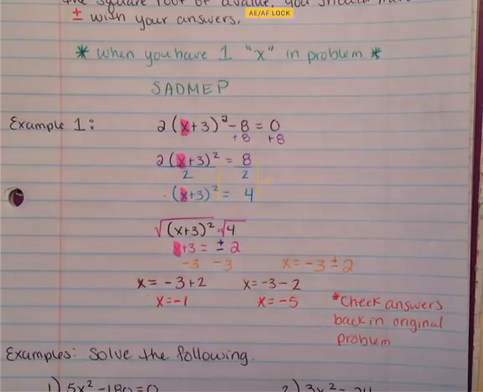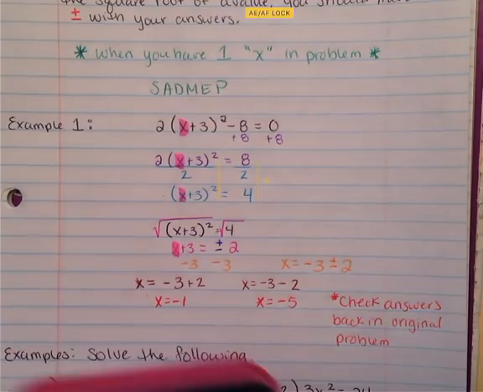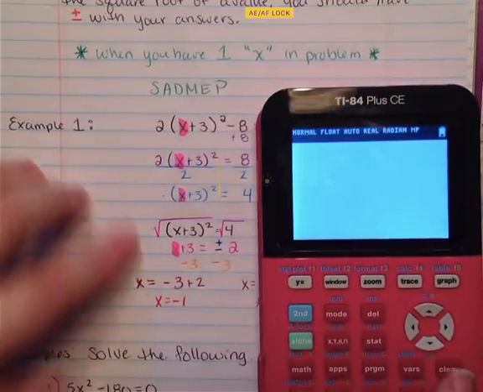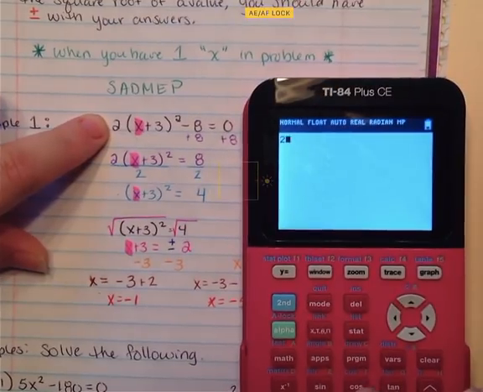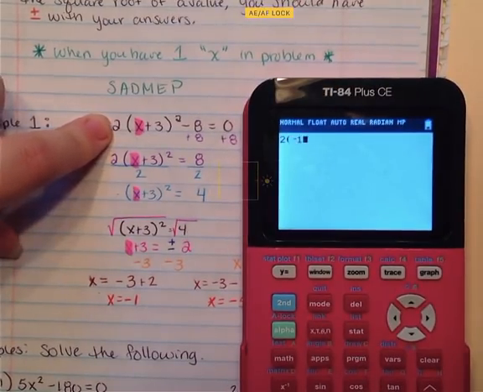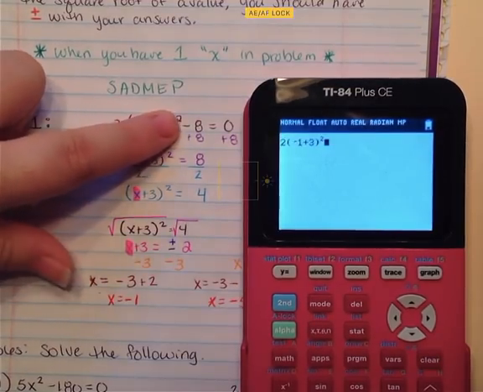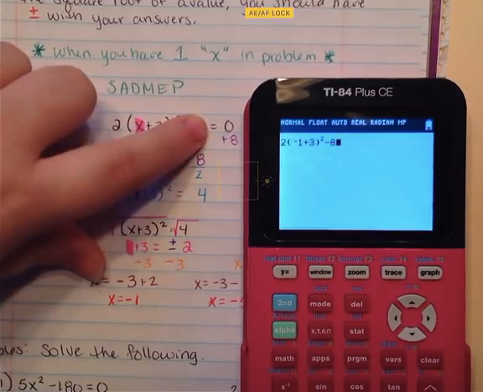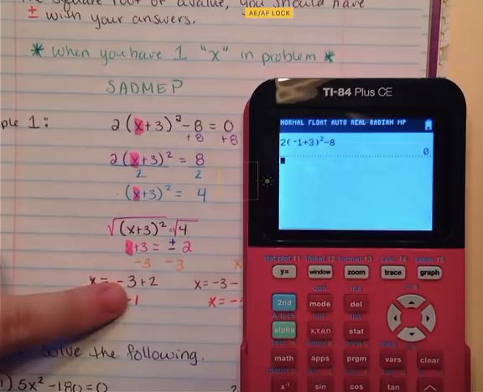So everywhere we see an x, we're going to put one of our values. Now we're going to do one at a time. So I'm going to get my calculator out. My first answer is negative 1, so we're going to use negative 1. This is 2 parentheses. X was negative 1, so I'm plugging in negative 1. Then plus 3 parentheses squared. Then minus 8. And when I press enter, it should equal 0. It does. So negative 1 is the correct answer.